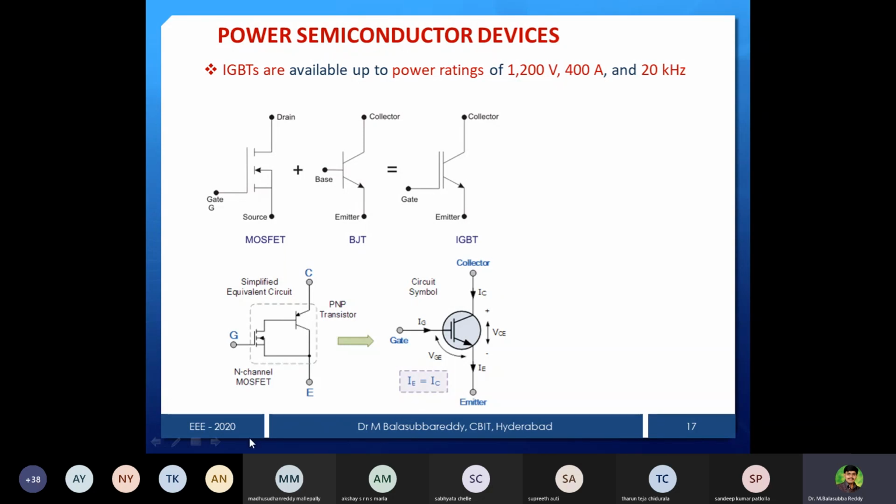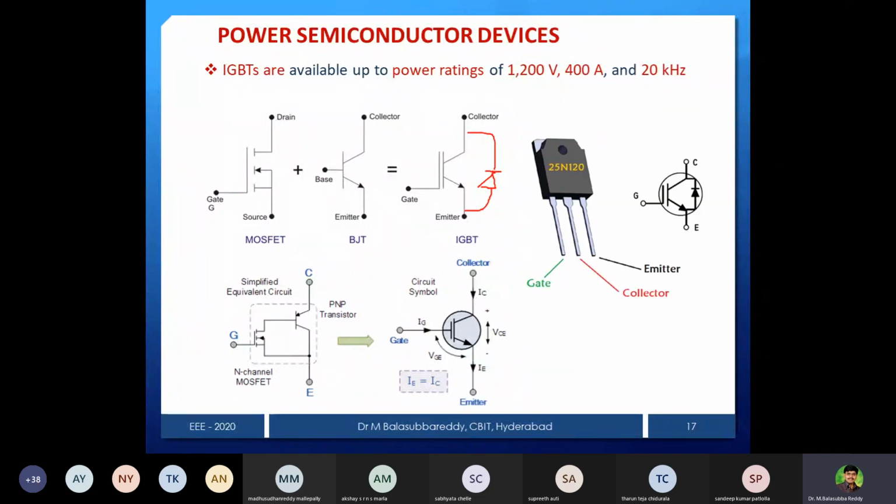In the latest IGBTs, feedback diodes can also be used when we are using an RL load condition and so on. That depends on the type of IGBT. Anyhow, this combination of MOSFET and BJT will form an IGBT. So that's what I told.